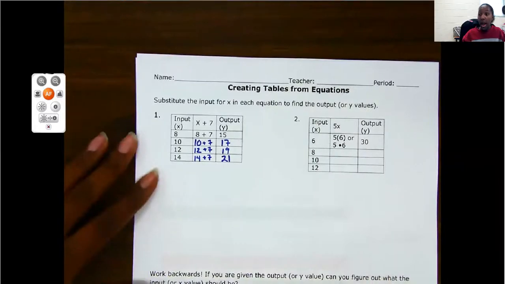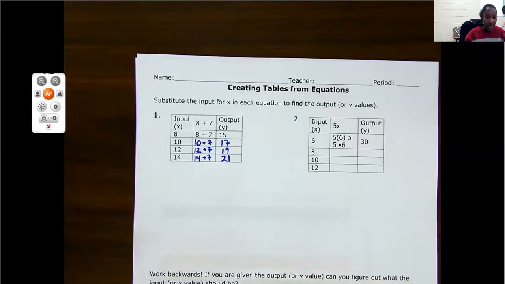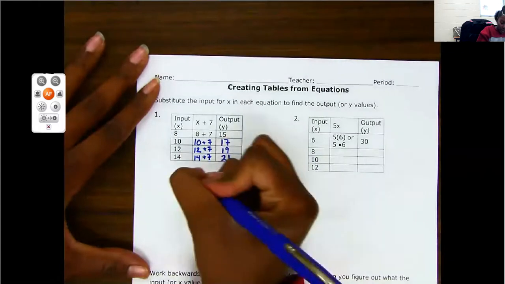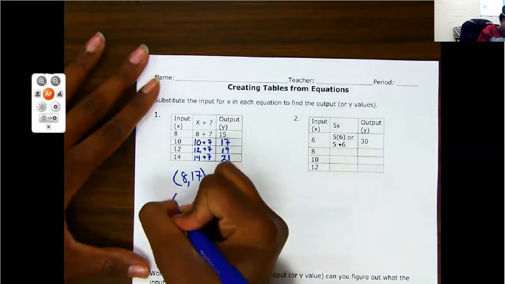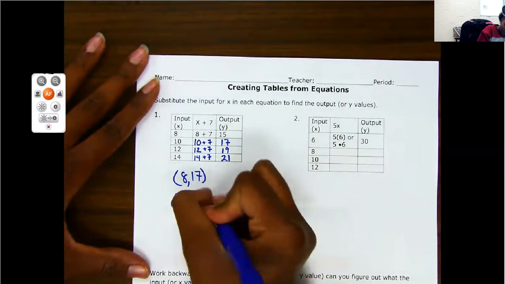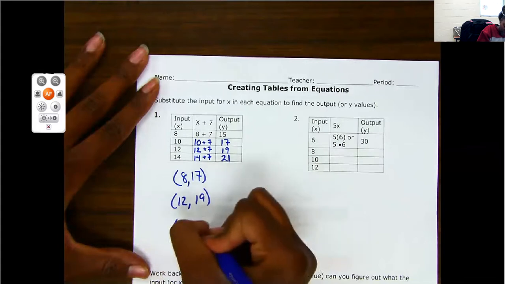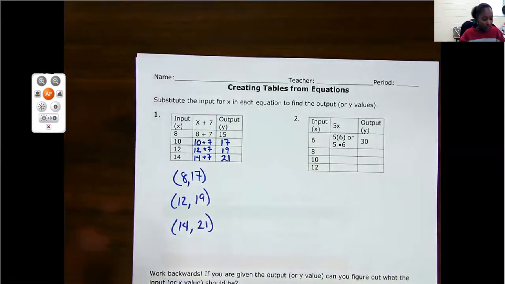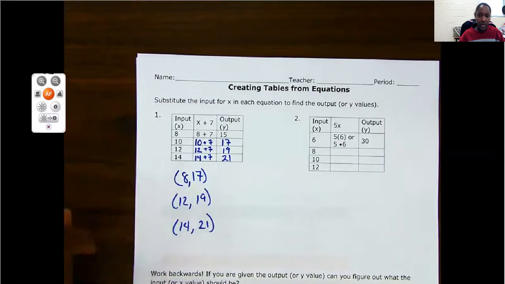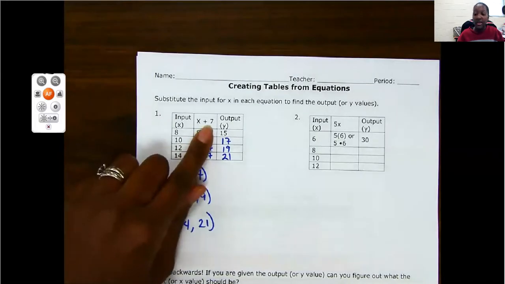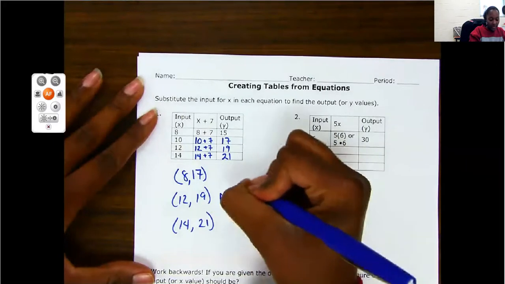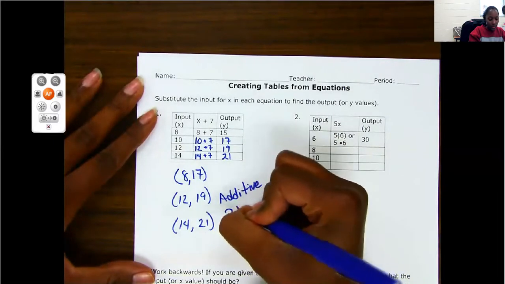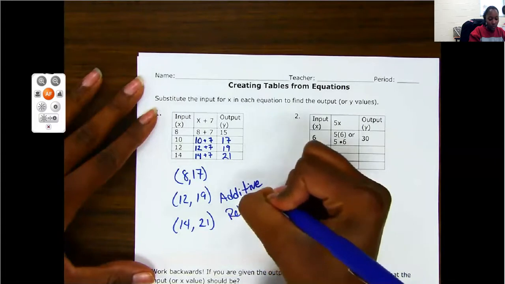So now we have all of our outputs, which are our y's, okay? Now, a little later this week, we're going to be graphing these solutions. But just for right now, I'm going to write them as ordered pairs because that's what it's called when you have an x and y relationship. Here's my x, here's my y, okay? Now, just to bridge in our vocabulary, because I used addition to find this relationship, this is going to be called an additive relationship because I used addition, okay?